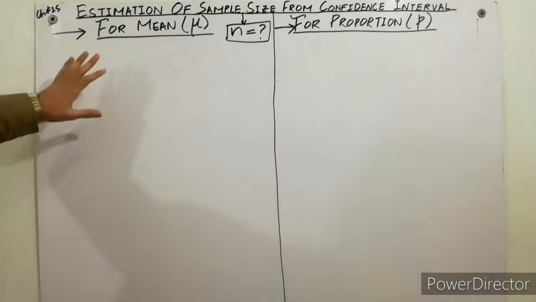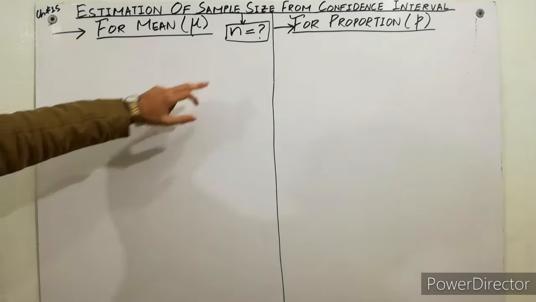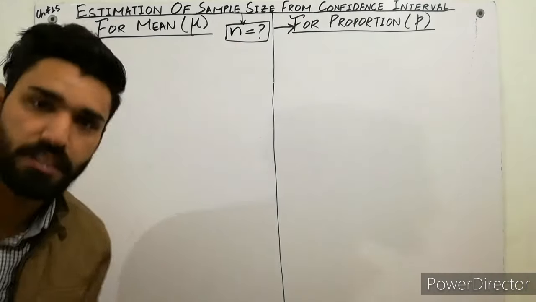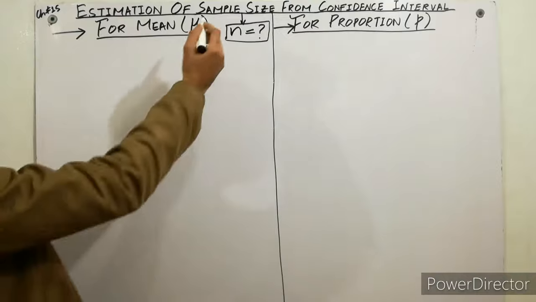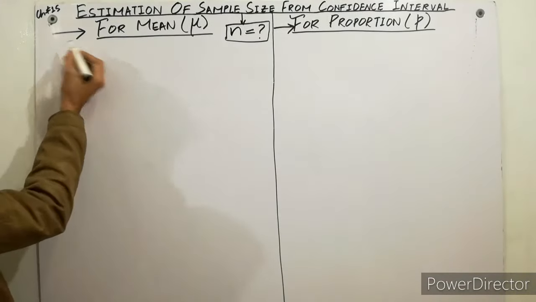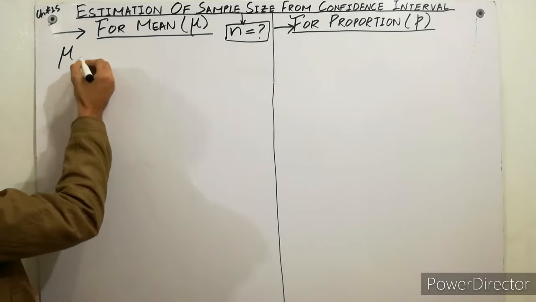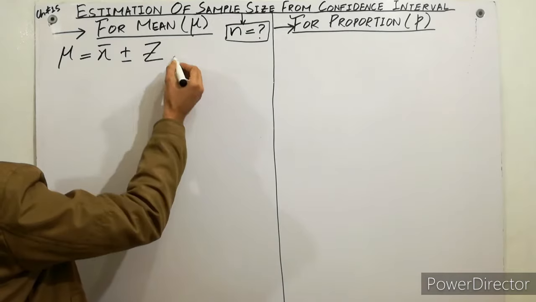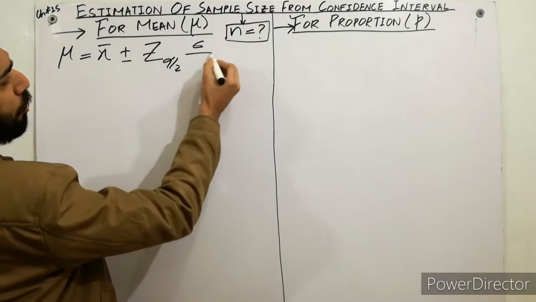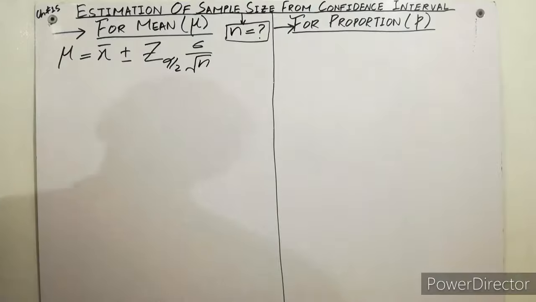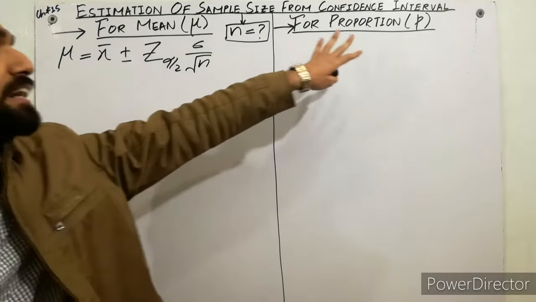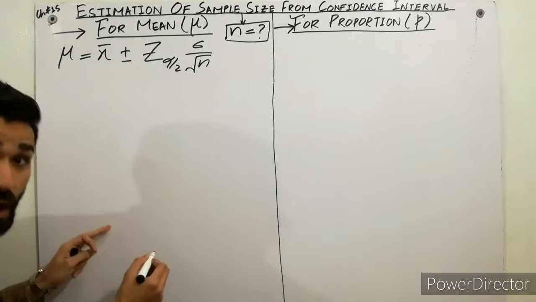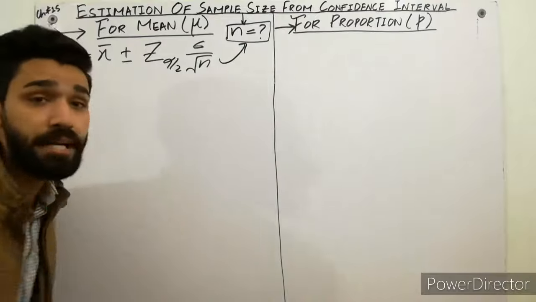So here is the main important point. For mean, you have to make and generate the formula of sample size. Very simply, first of all, you know that the formula for confidence interval for mean is very simple: mu is equal to x bar plus minus z alpha by 2 sigma over square root of n. You already know that this is the formula for finding the confidence interval for mean. From that formula I will generate the sample size.